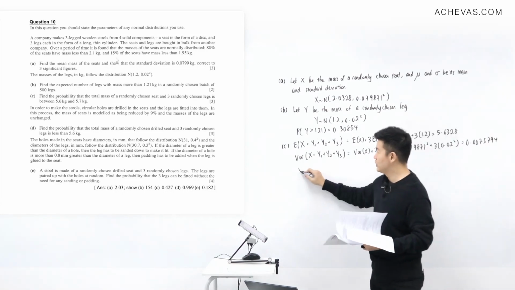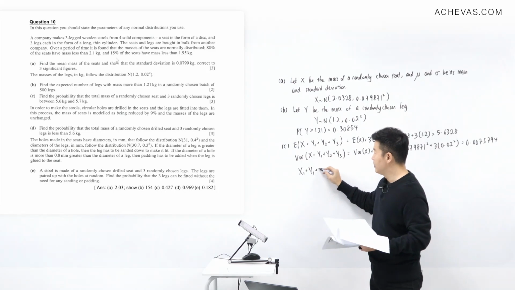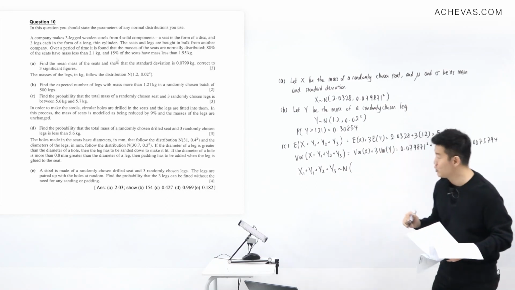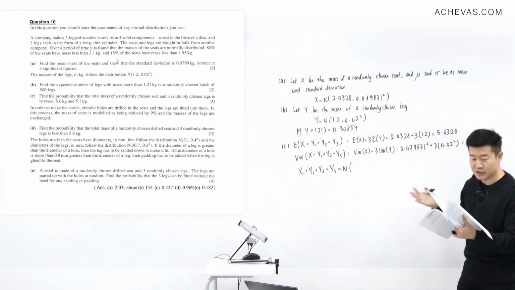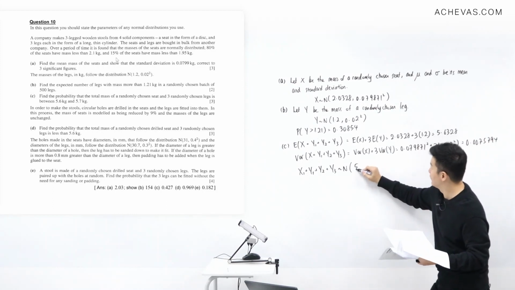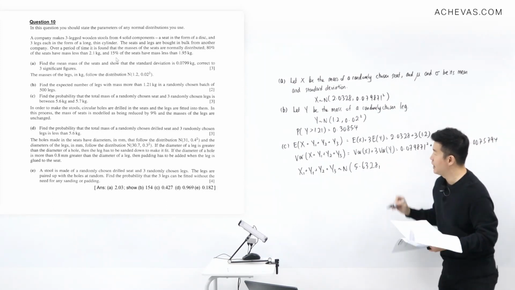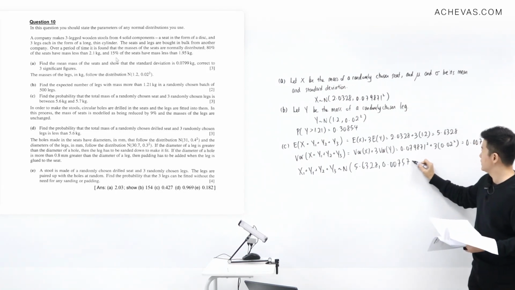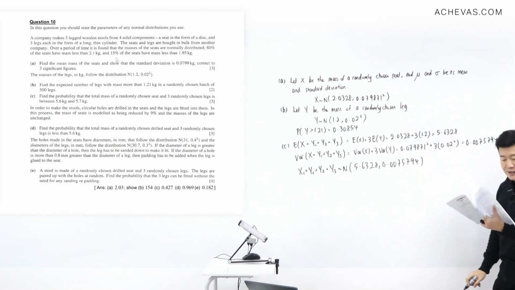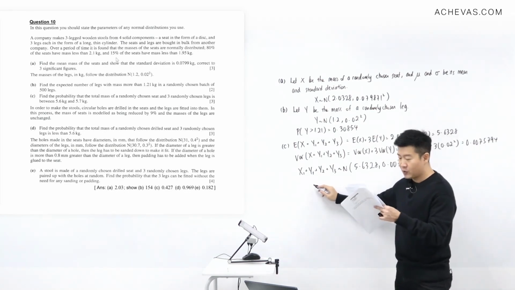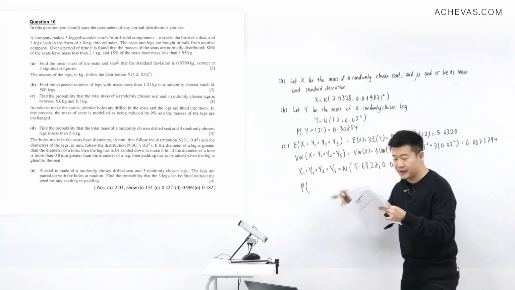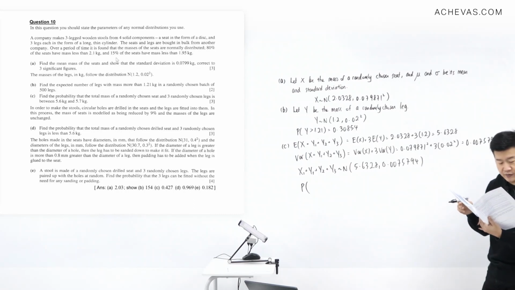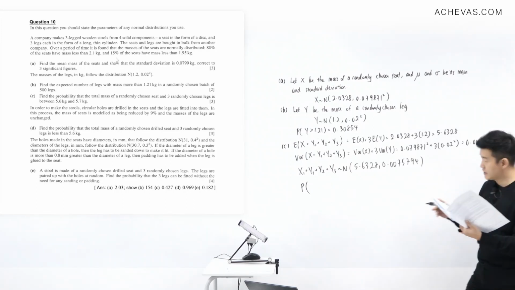So now we know that x plus y1 plus y2 plus y3 will also follow a normal distribution because it is a linear combination of normal distributions. And the mean is going to be this, 5.6328. And the variance is going to be this, 0.007574. Let's see what probability the question is asking for. The question is asking for the probability of this to be between 5.6 and 5.7.